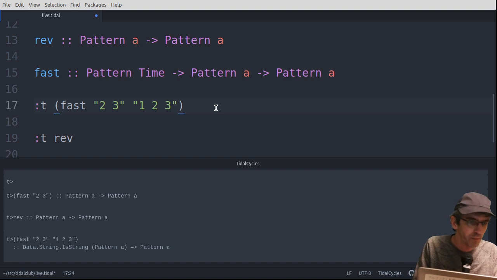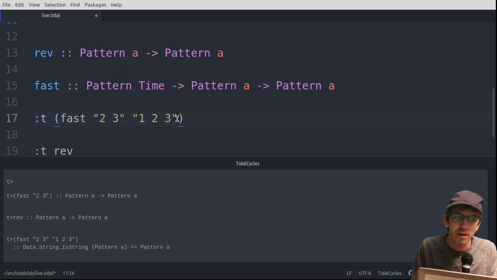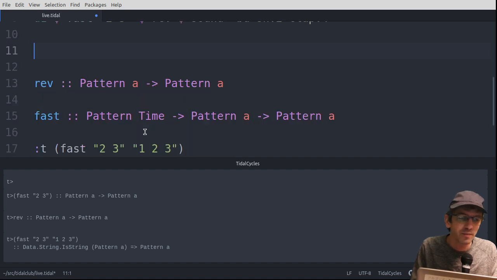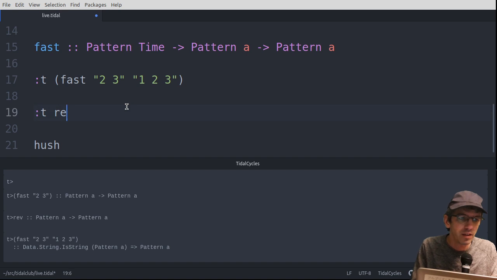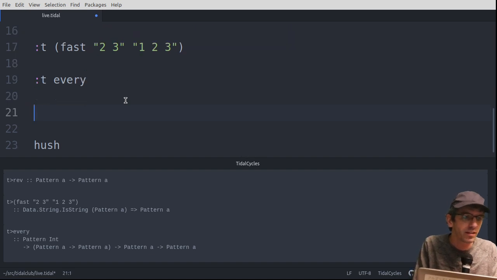It'll be probably a pattern of numbers, but it's a bit ambiguous, so it hasn't really managed to work it out for you. I don't know if that makes any sense, but it's something to bear in mind, because that's why when we look at something like every, this is more complicated.